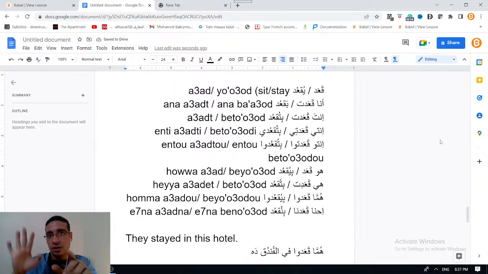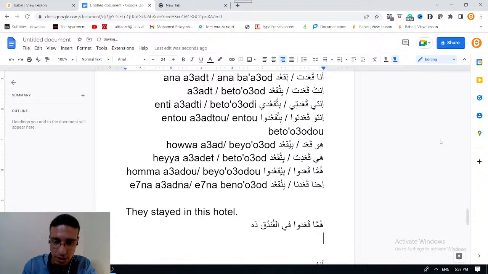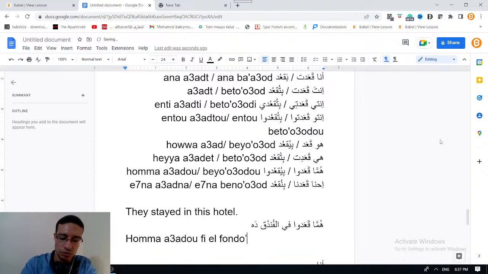So this comes after the noun, after the word, not before it, like in English. So the hotel this, literally, the hotel this, it means this hotel. هم قعدوا في الفندق ده.